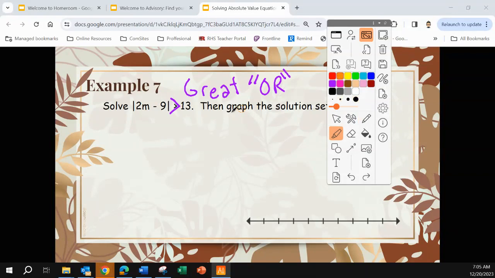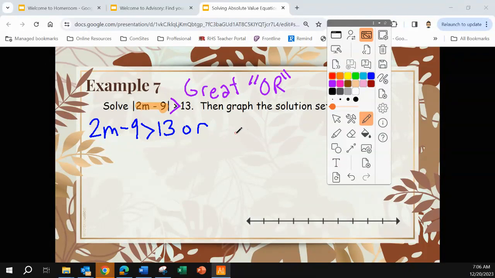So inside the absolute value lines never change. That's true for both the equations and the inequalities. We're going to make one that we're going to call the positive one. We're going to write the inside of the absolute value. That doesn't change. The arrow is the same. The number is the same. It's positive. We're going to have our little or.